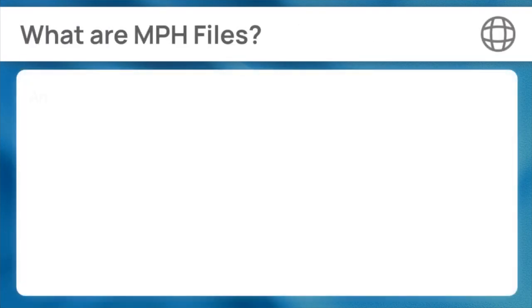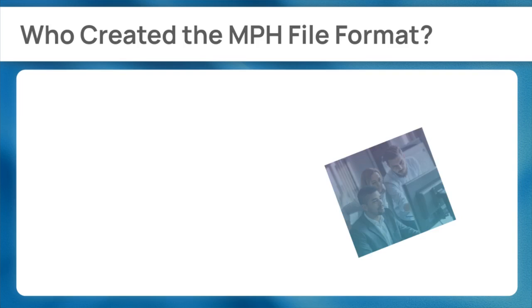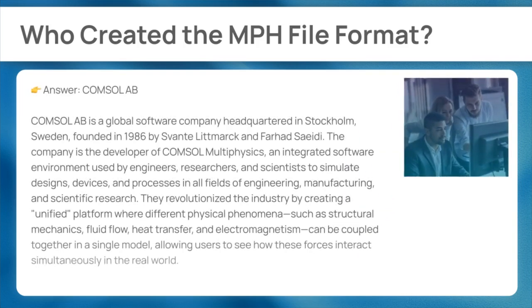An MPH file is the primary project format for COMSOL Multiphysics, a high-end simulation suite designed to solve complex, coupled partial differential equations. The format acts as a comprehensive archive that stores the entire model tree, including the geometry, material properties, and the mathematical mesh used for calculations. Depending on the save settings, an MPH file can also encapsulate the solution, which contains the massive data sets generated after a simulation run has been completed.